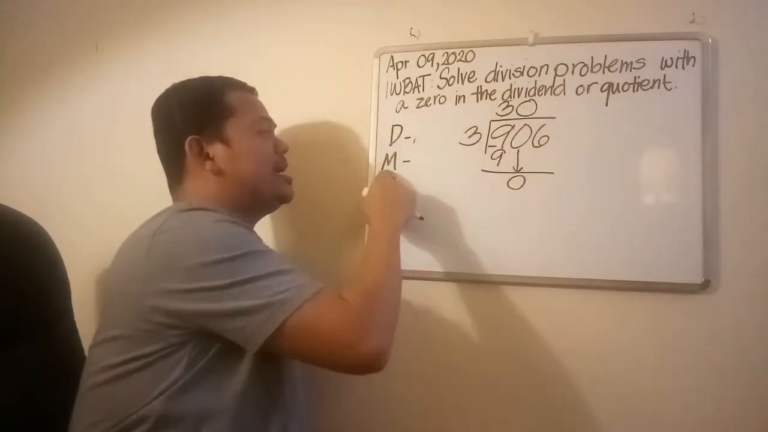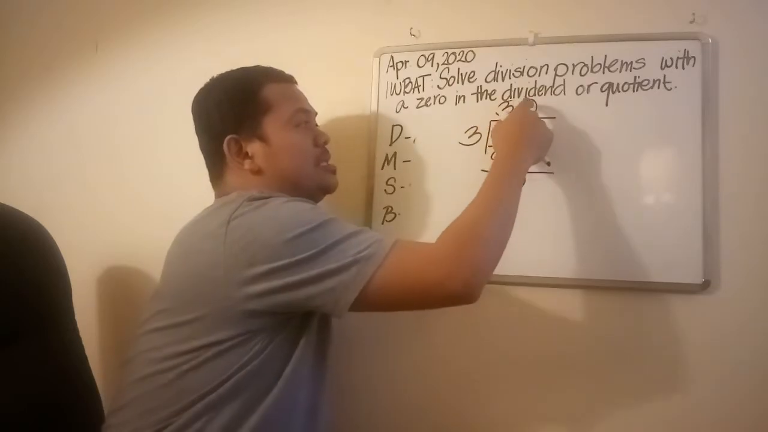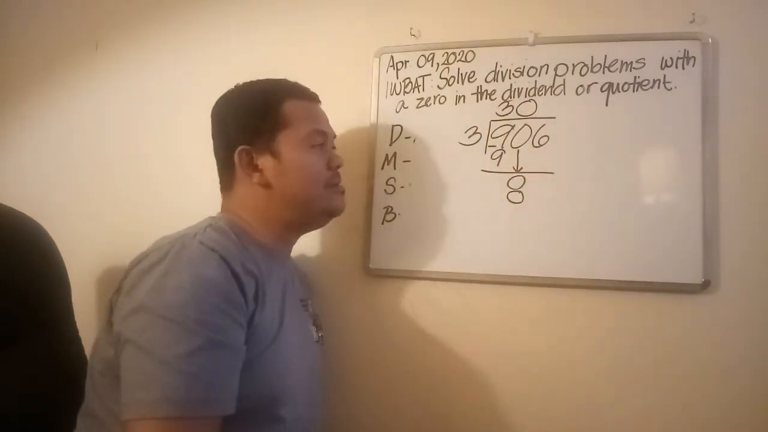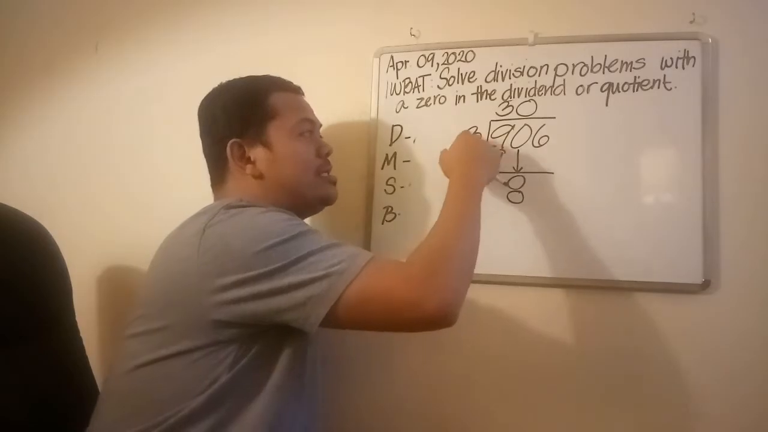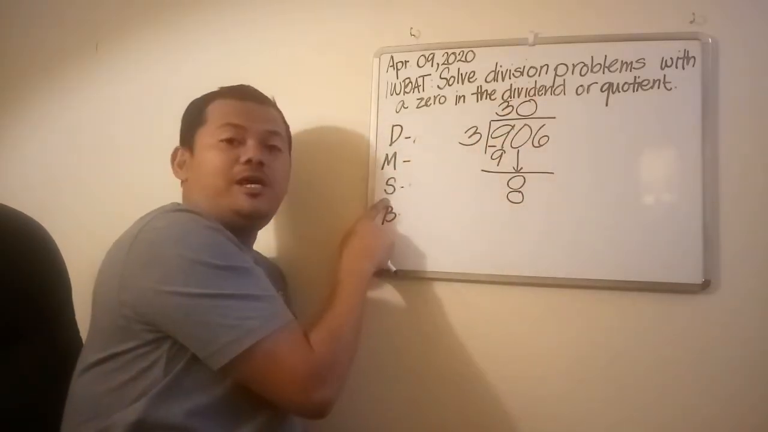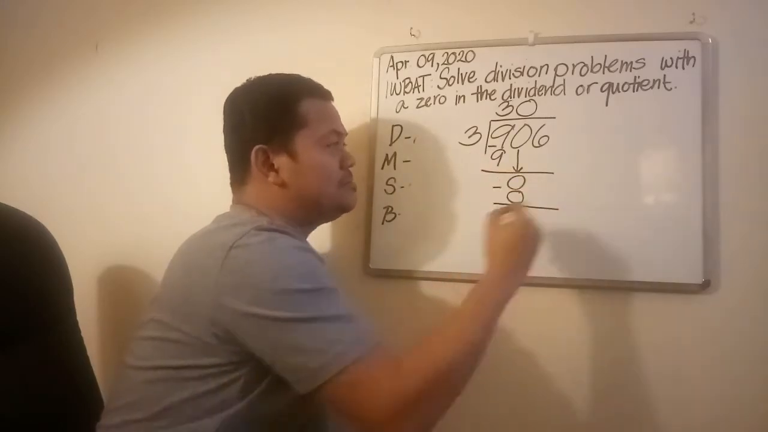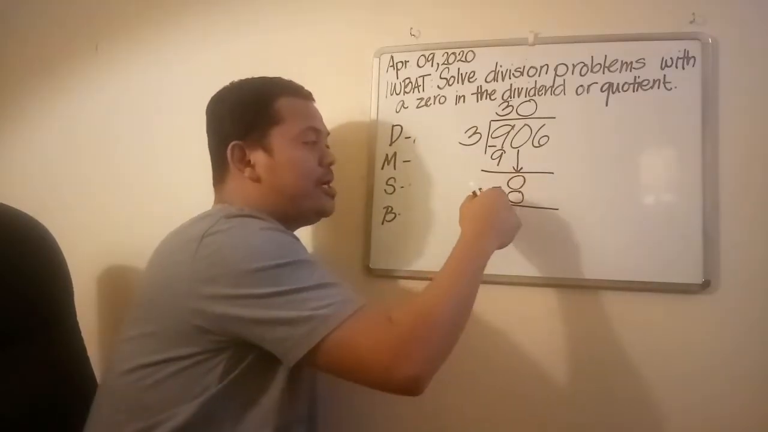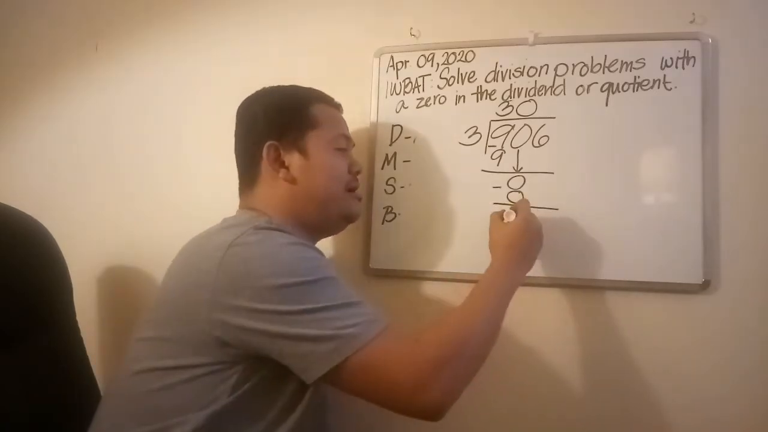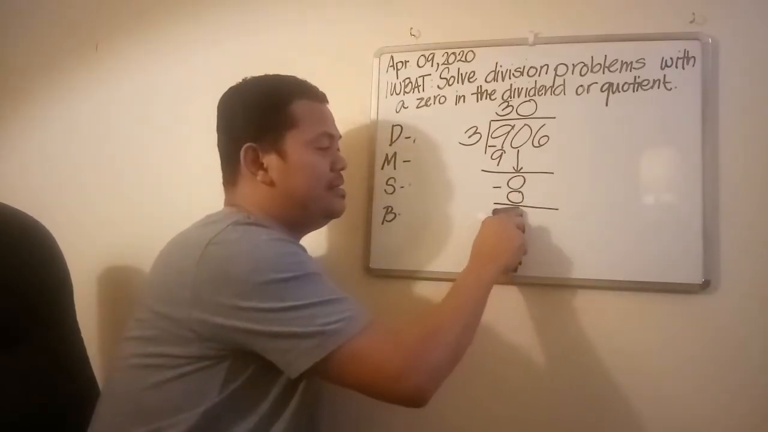After we divide, what's next? We multiply. 3 times 0 is equal to how much? It's 0. Okay? You write your answer here. 3 times 0 is equal to 0. After we multiply, what's next? We subtract. Very good. Now, 0 minus 0 is equal to 0. So you can write it here. Either you write it or not, it's okay.